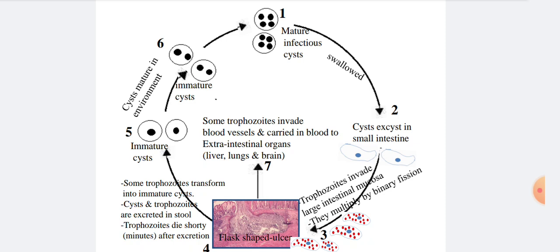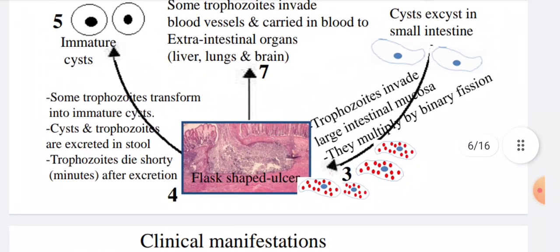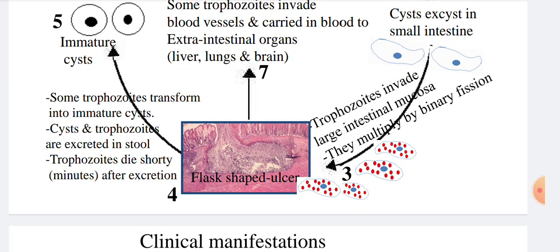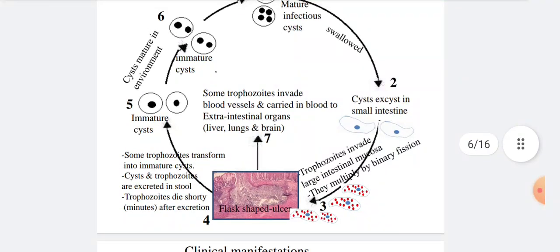The cyst excysts in the small intestine, releasing trophozoites that reach the large intestine. They invade the large intestinal mucosa. They multiply by binary fission. They feed on the mucosal contents in addition to red blood cells. They form ulcers. This is an ulcer, flask-shaped ulcer. When the conditions become unfavorable for the trophozoites, some of them transform into immature cysts. Then cysts and trophozoites are excreted in stool.